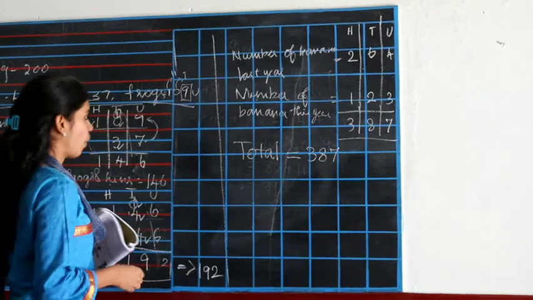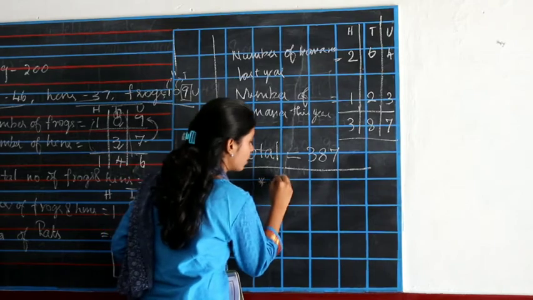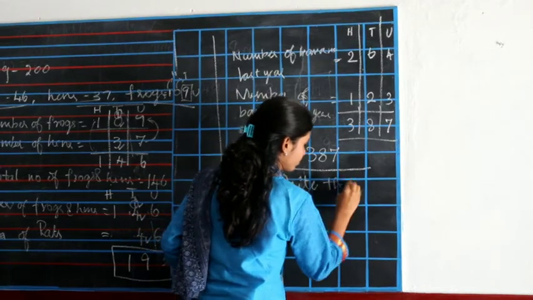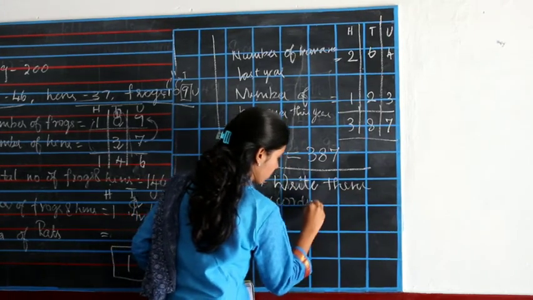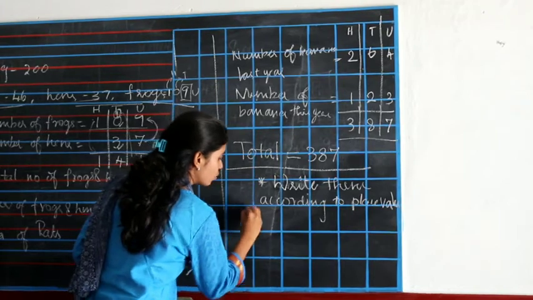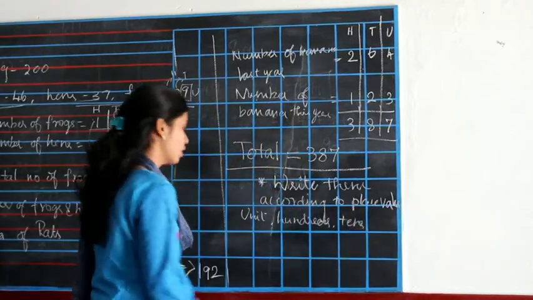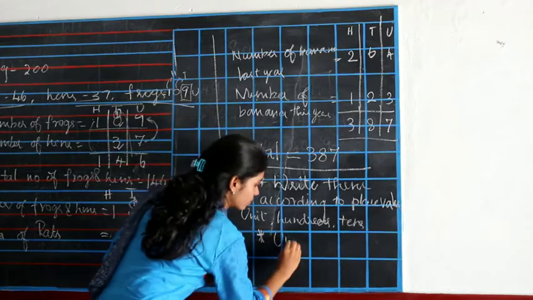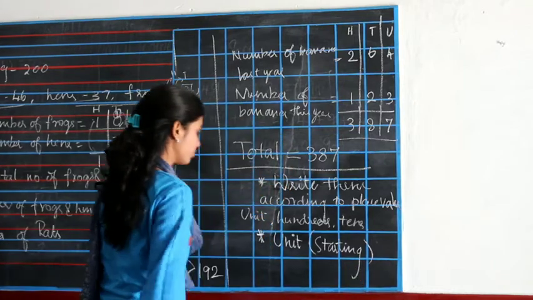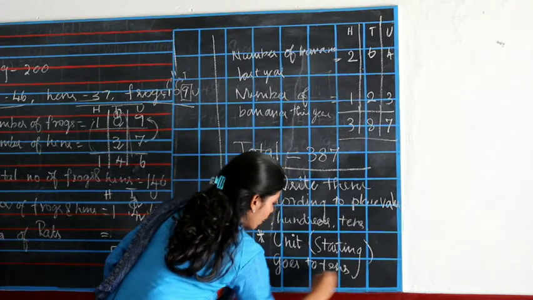So the key parts to solving a problem are: first, you have to write the numbers according to place value, for example units, tens, hundreds, and then start solving from the unit, and then go to tens, and then hundreds.